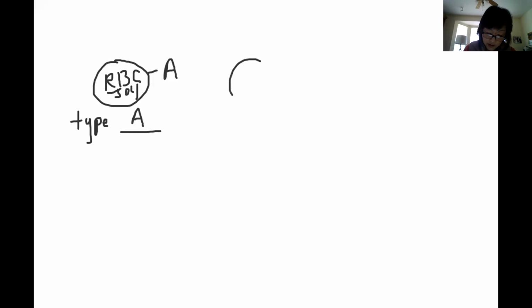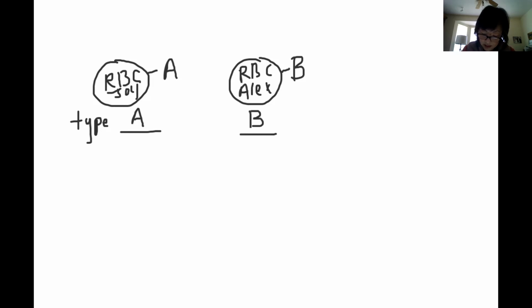Okay, so if I draw a RBC, okay? So this is my blood, Joy's blood. If I have antigen A on the cell membrane, then my blood type is what? Type A, is it? Okay, so now there's another person's RBC here. Let's say Alex, and it has B antigen on the cell surface. Then this blood type is B. Very good.